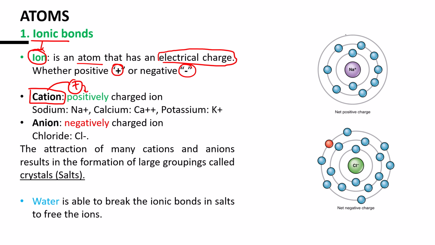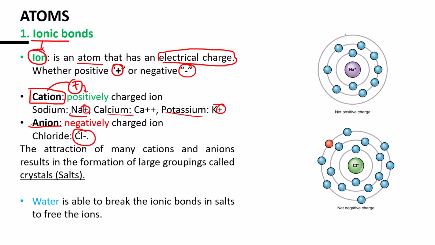And there are some examples of that, like sodium, calcium, potassium. So calcium is interesting here, it has 2 plus, all right? And hopefully if I have a picture of calcium, I'll show you why calcium has 2 plus instead of just 1 plus like sodium and potassium. And the anions, an example of these is, for example, chloride, right?